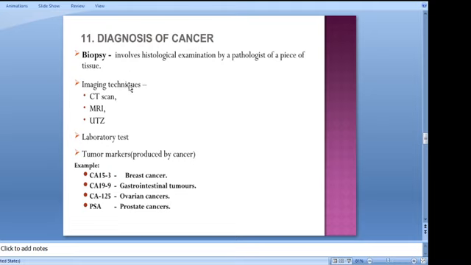So first one is the biopsy. Biopsy is nothing but the histological examination by a pathologist of a piece of tissue. They will take the tissue of the damaged area. Then there are imaging techniques like CT scan, MRI, ultrasound, and then other chemical laboratory tests. Then tumor markers, especially nowadays many tumor markers are available: for breast cancer, gastrointestinal tumor markers, ovarian cancer, and prostate cancer. At present we can identify everything.